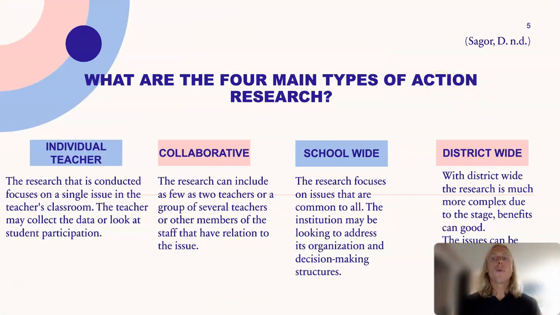So what are the 4 main types of action research? There's individual teacher, collaborative, school-wide, and district-wide. Going back to individual teacher, the research that is conducted focuses on a single issue in the teacher's classroom. The teacher may collect data or look at student participation. Whereas collaborative, the research can include as few as 2 teachers or a group of several teachers, like at a staff meeting.